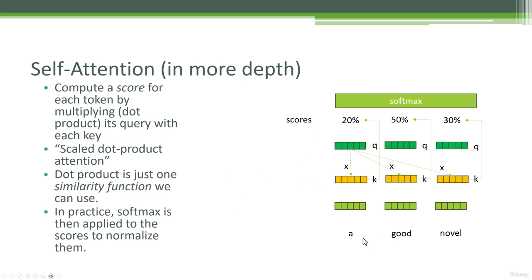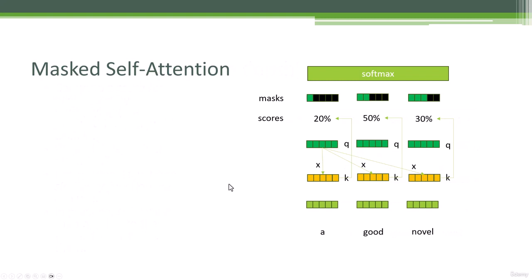So to walk it through again, for every token, let's start with the first one, A. We're going to take its query vector. We're going to multiply that by the key vector, and that gives us a score. We do that for every other token. We take that query, multiply it by the key for good. That gives us a score for good. Take that query, multiply it by the key for novel. That gives us a score for novel. And then we apply softmax just to normalize it all. And now we have our scores for self-attention. You can see this is pretty efficient, right?